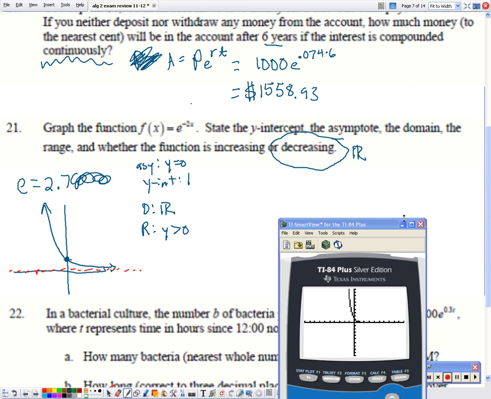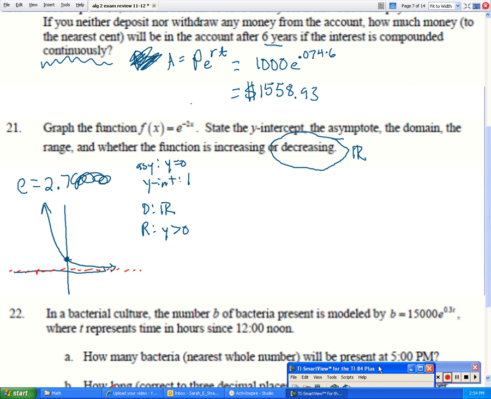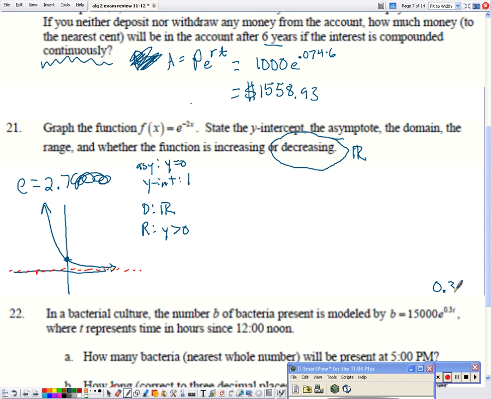Number 22. In a bacterial culture, the number B of bacteria present is modeled by, and if you can't see because it's too fuzzy, or for some reason you don't have your exam review packet and you're just watching these videos for fun, because that's what you like to do with your free time. That's what I like to do with my free time. Not really, but whatever. Alright, on task, Ms. Strauss.